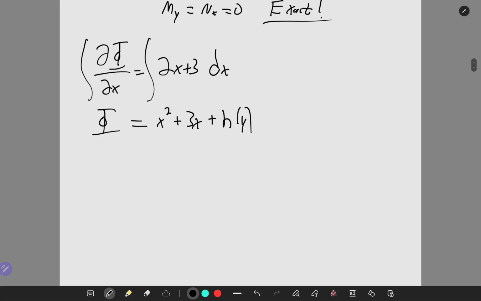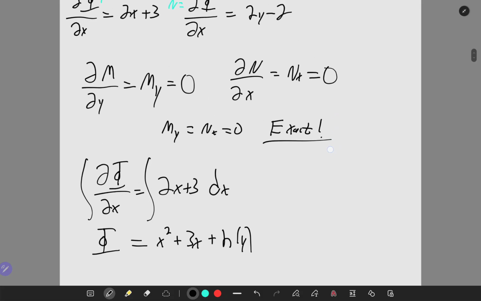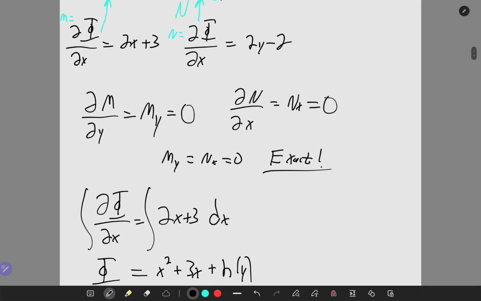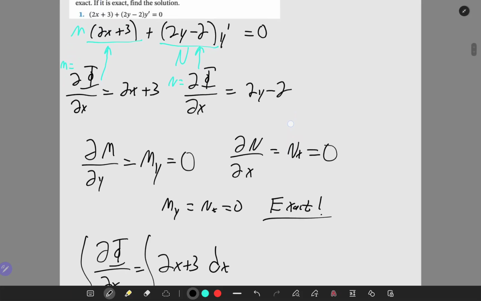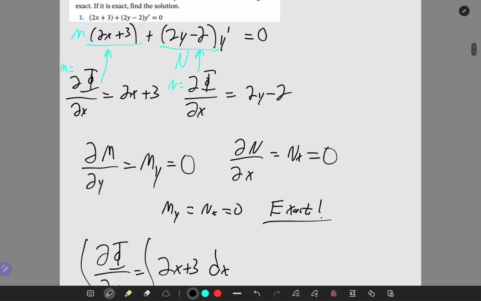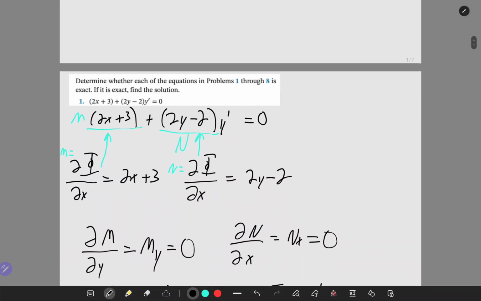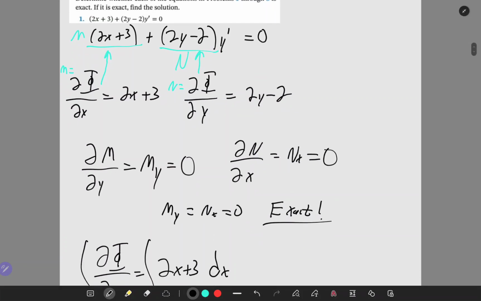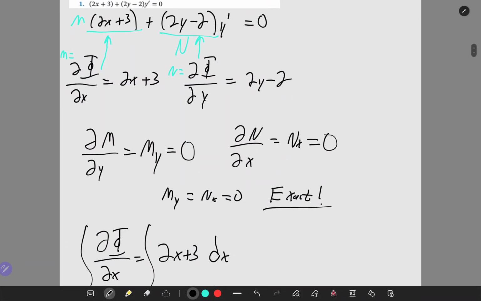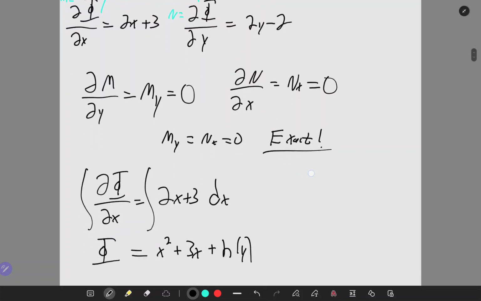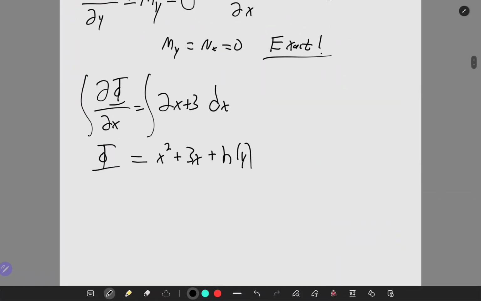Okay? So now that we have phi, well, what about, hold on a minute. I'm noticing a mistake here. N is the partial of phi with respect to y. Sorry. Oh, and then I have it backwards down here too. Oh no, it's good down here. We're good. Sorry about that. Small mistake I made.